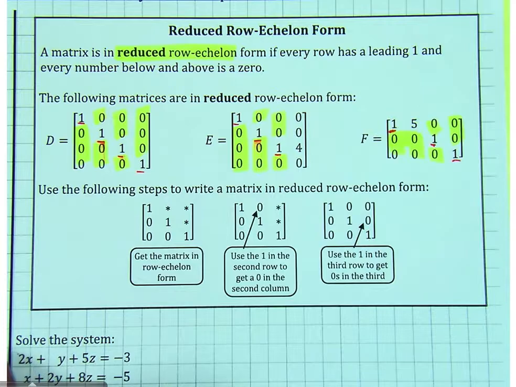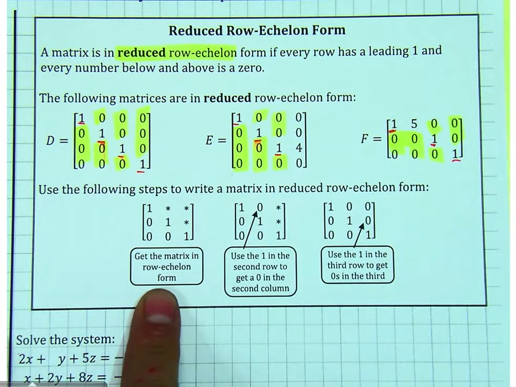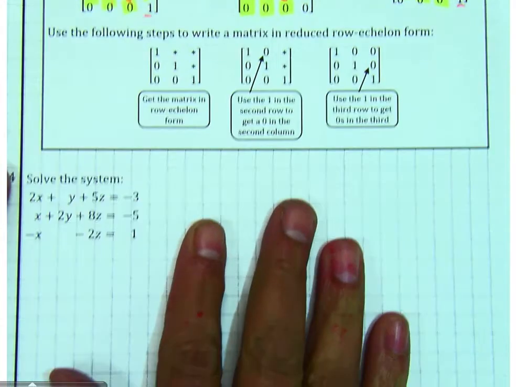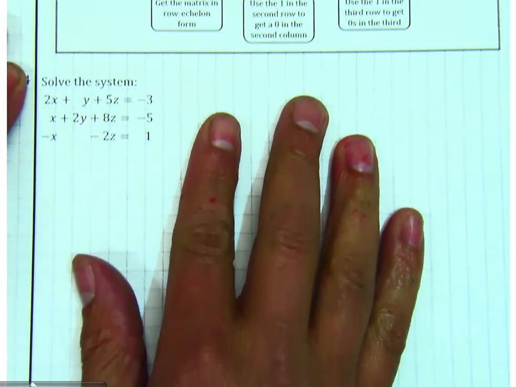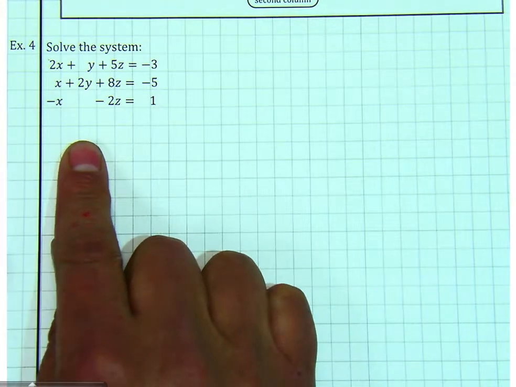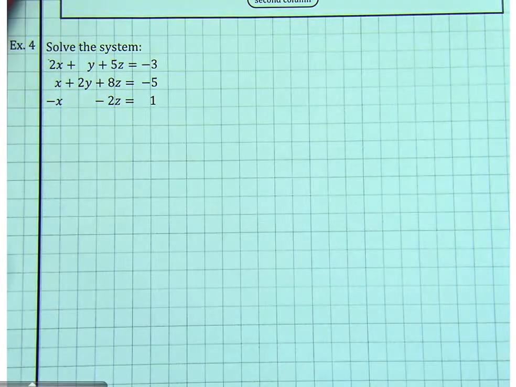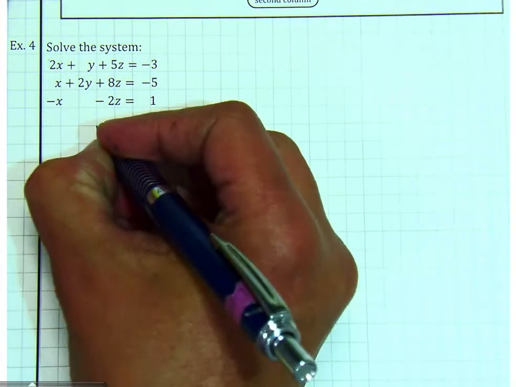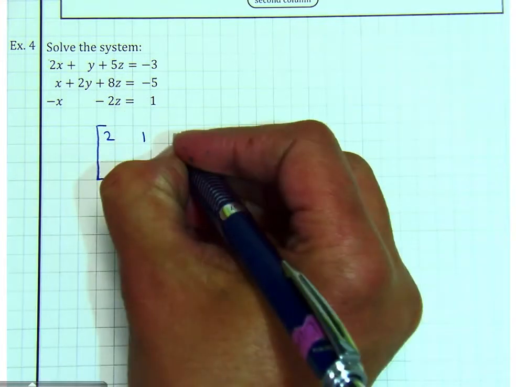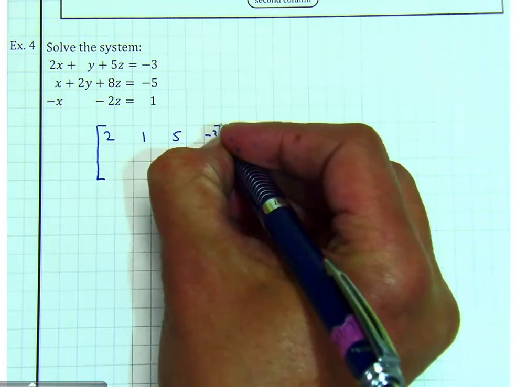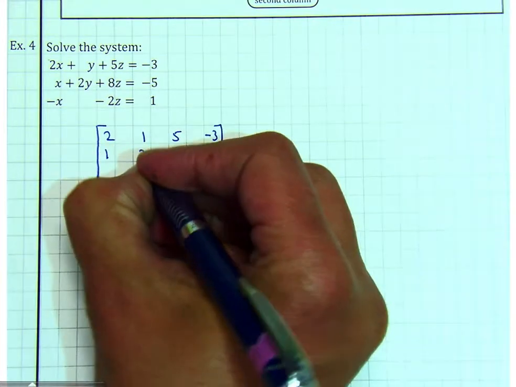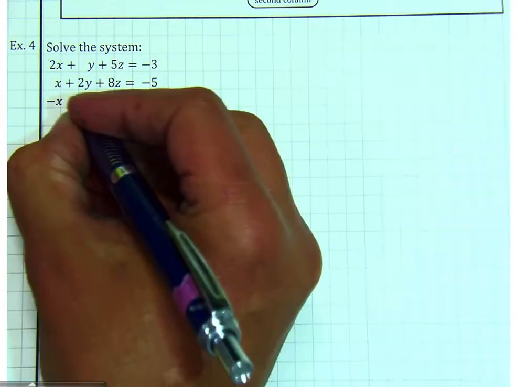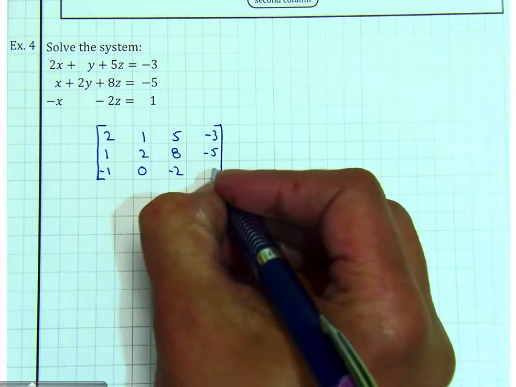And to be able to rewrite in this form, first we're going to rewrite it in row echelon form, and then there's 2 additional steps. So if you can write this system in augmented matrix, so let's go and do so. We have a 2, a 1, and a 5, negative 3. 1, 2, 8, negative 5, negative 1. There's no y, so it'll be 0, negative 2, and 1.